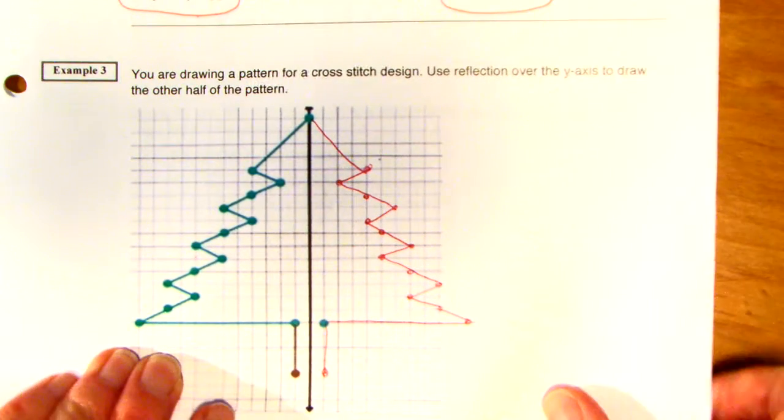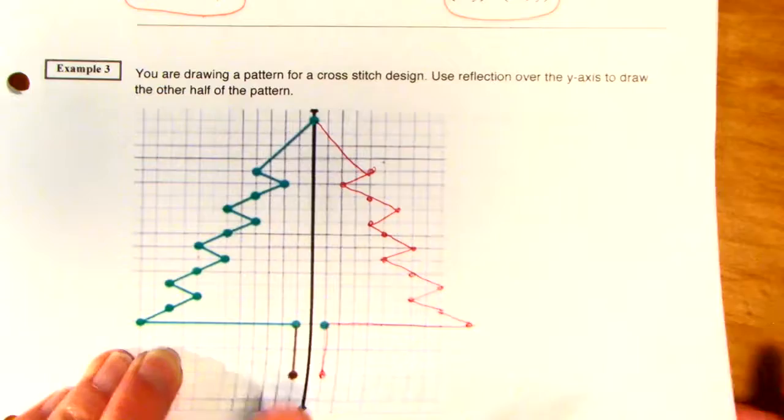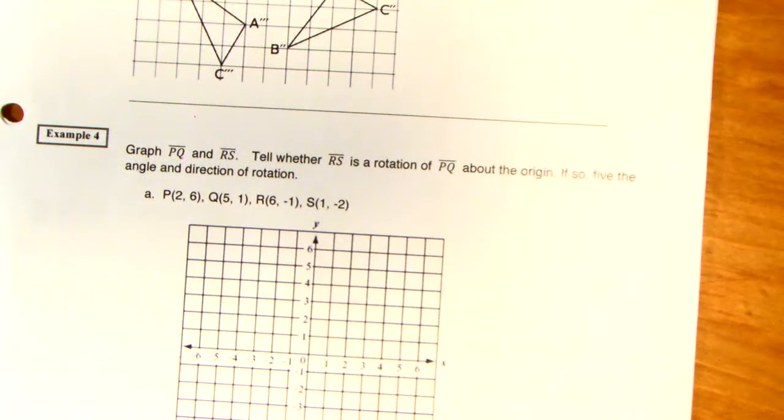So all of your cross stitches are geometrists. Is that a word? All right, flip it over.